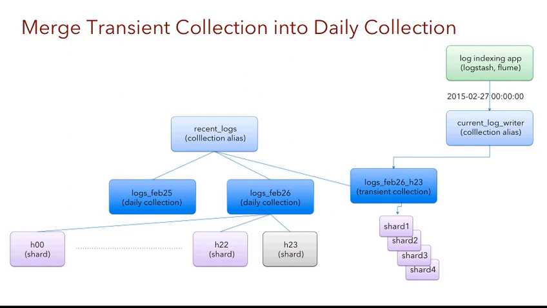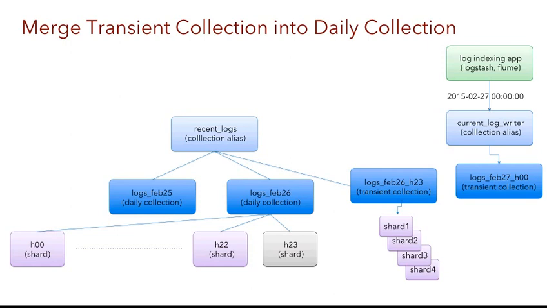And so now what has to happen, right? Well, we don't want to send those log events into Feb 26, H23. That'll make your data really sort of messy. You don't want to do that. So the first thing we need to do is redirect writes to a new transient collection, okay, Feb 27, H00.